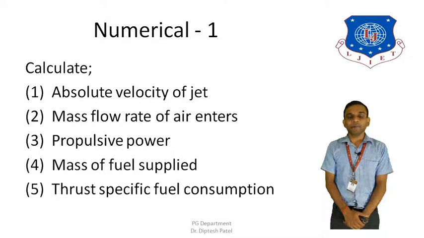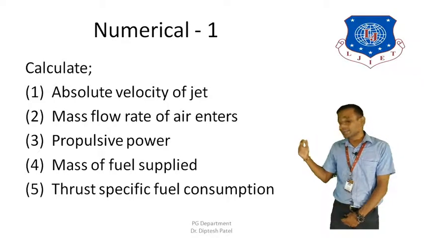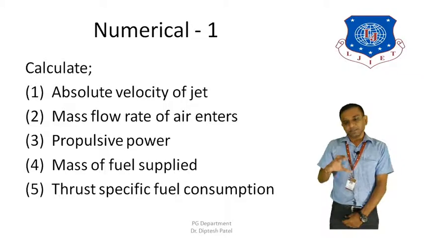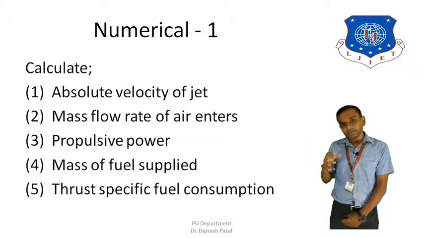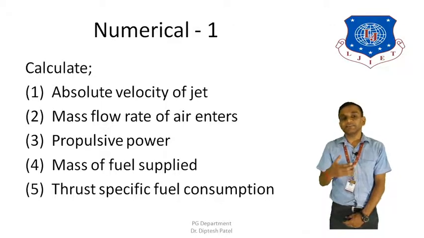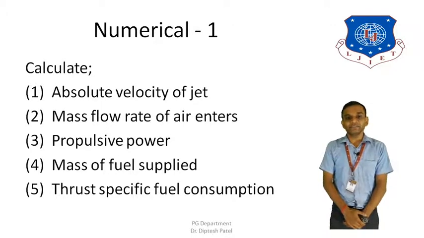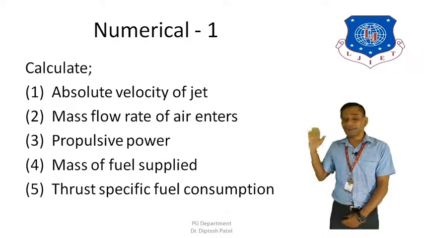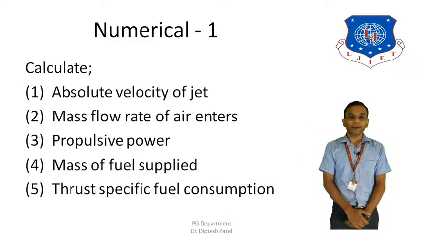Now propulsive power is basically the difference between the kinetic energy of the entering air and the leaving gases. Means the kinetic energy which is entering into the engine, that is Ca, and the kinetic energy which is leaving, which is Cj. That difference is known as the propulsive power, means the power required to propel the vehicle. Fourth one is the mass of fuel supply.